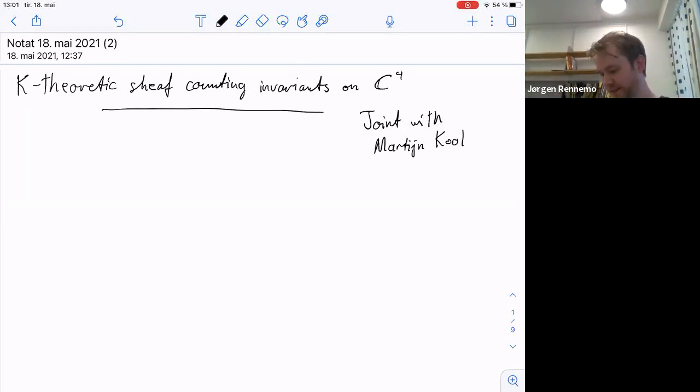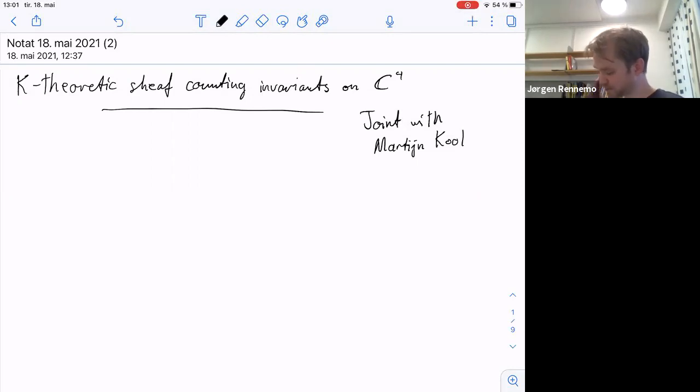Right. So as you can see on the screen, and as John said, the title is K-theoretic sheaf counting invariants on C4. Thanks for the introduction first of all, and thanks to John and Jorgen, all the organizers, for inviting me to speak. So this is joint work with Martin Kool, and more precisely it's about a new computation of certain K-theoretic sheaf counting invariants on C4.